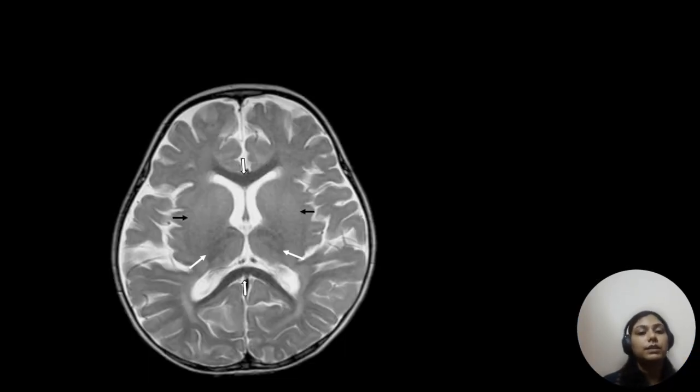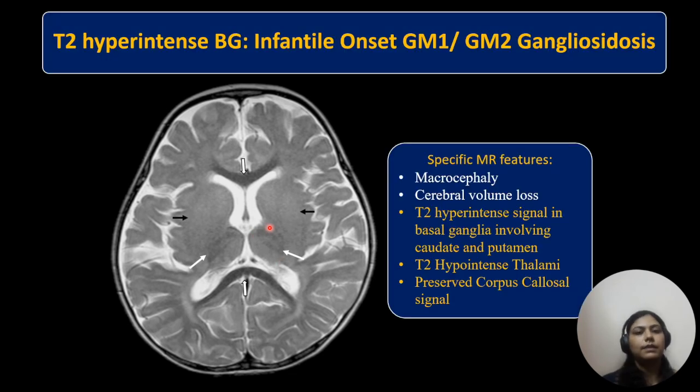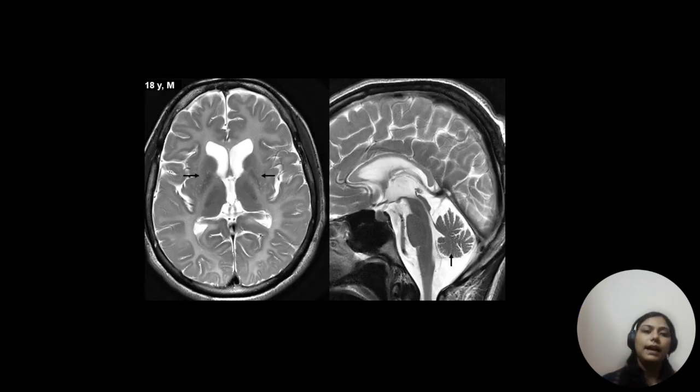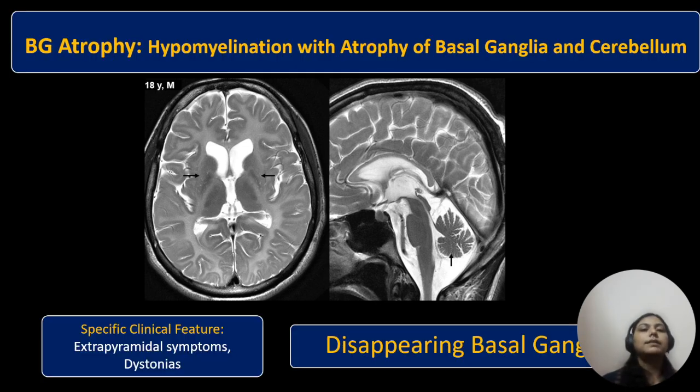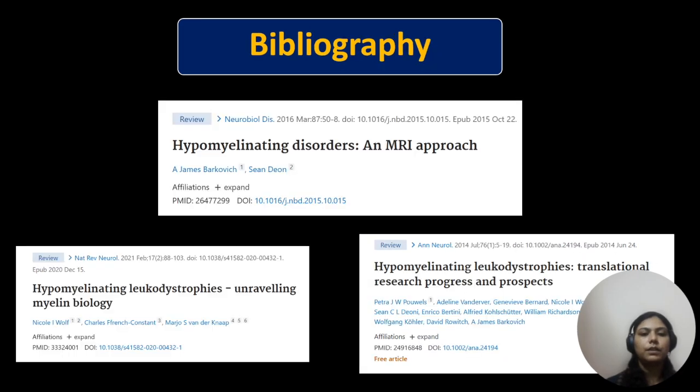Then we can have patients with coarse faces, cherry red macula, and hepatosplenomegaly. And on MR, we see diffuse hypomyelination and hyperintense basal ganglia with preserved corpus callosum and hypointensity of the thalami. This is seen in infantile onset GM1, GM2 gangliosidosis. And the last pattern, which you must remember and is easy to remember as well, as the name suggests, there is disproportionate atrophy of the basal ganglia and cerebellum along with hypomyelination in these patients with hypomyelination with atrophy of basal ganglia and cerebellum. So these are a few good reads for this topic.